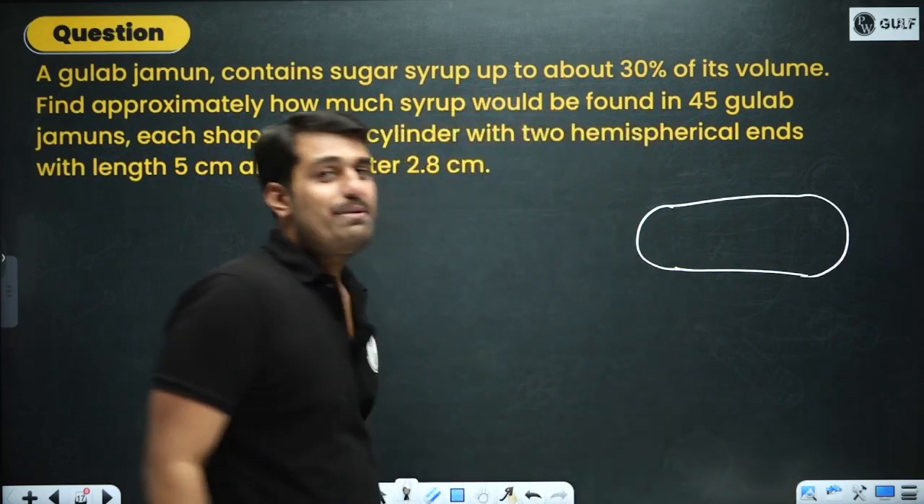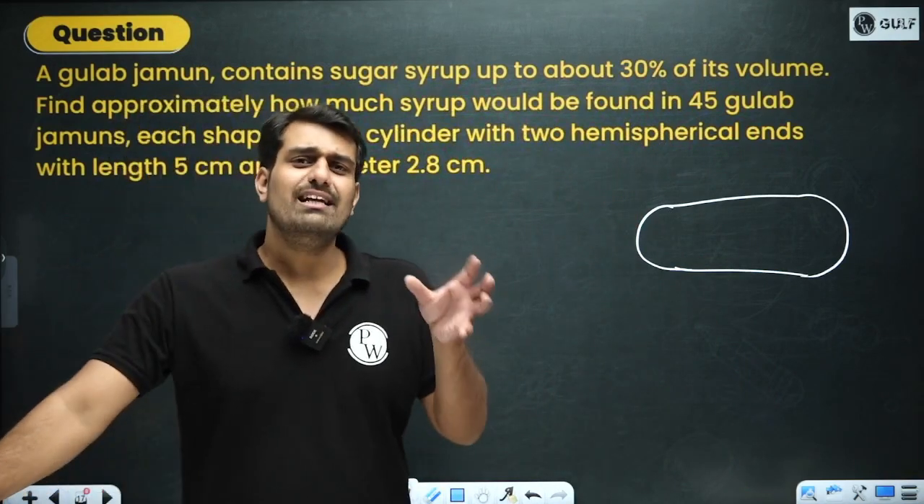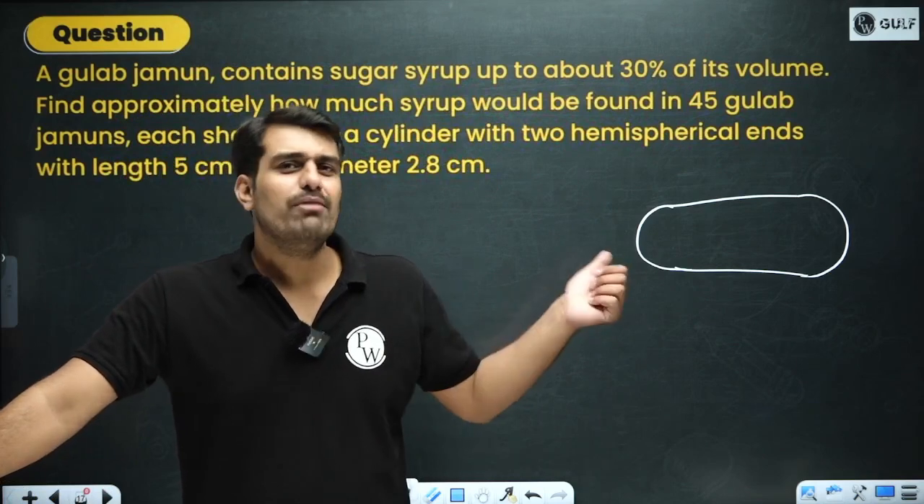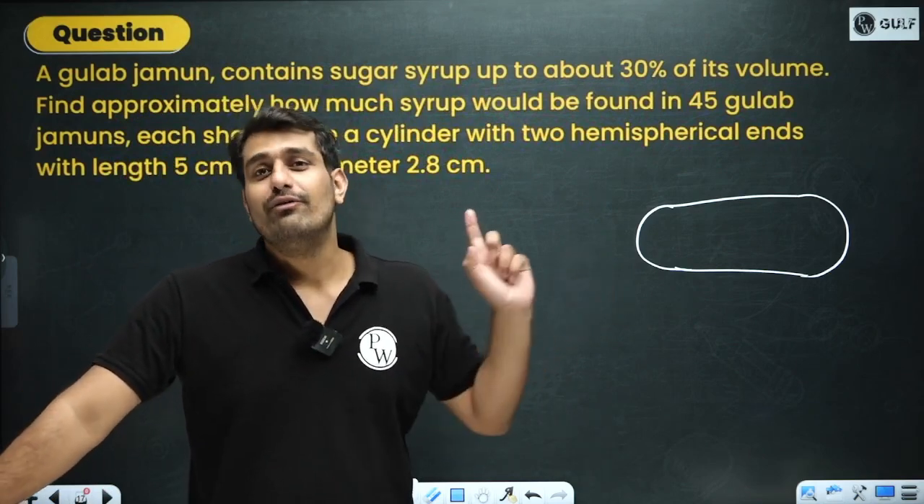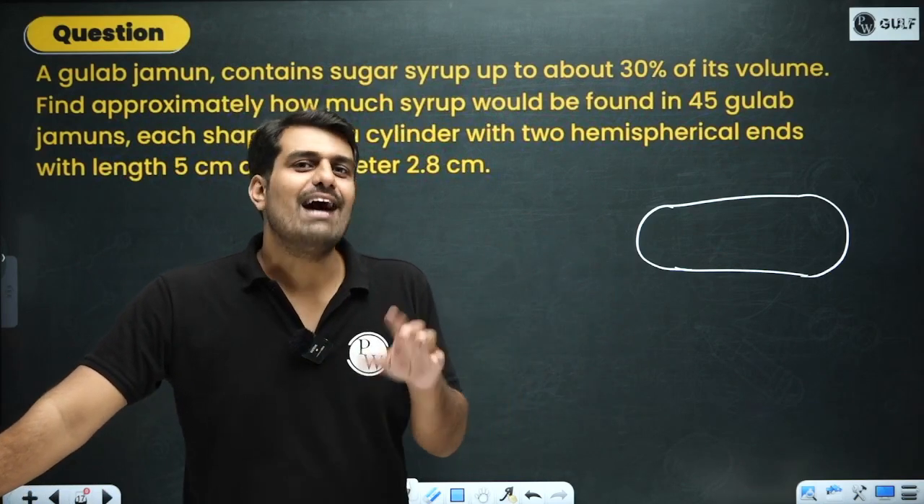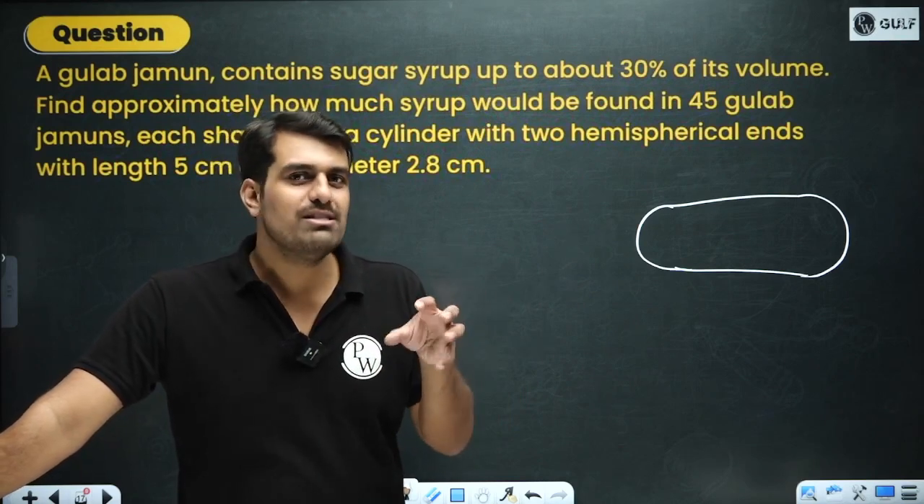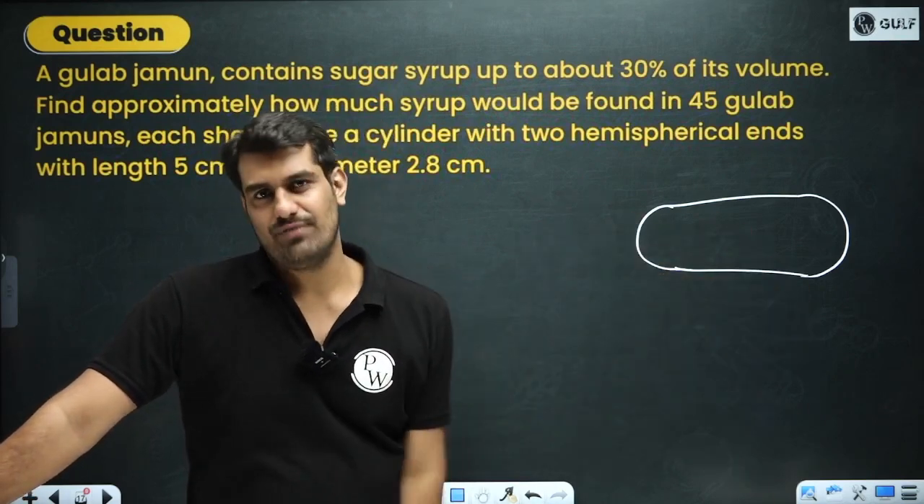Now, there might be a confusion, sir. Gulab jamun are generally in the spherical shape. No, they can be of this shape also. If you haven't eaten, you need to visit the nearest sweet shop. They have the kala jamun, they have the normal jamun, and they have this kind of jamun as well. This jamun is what?